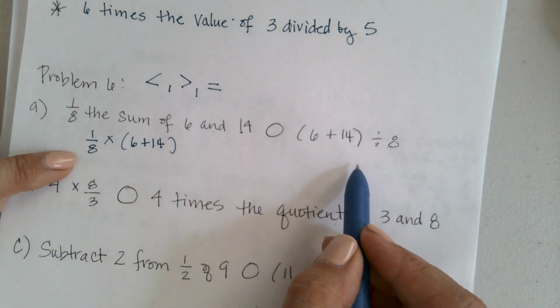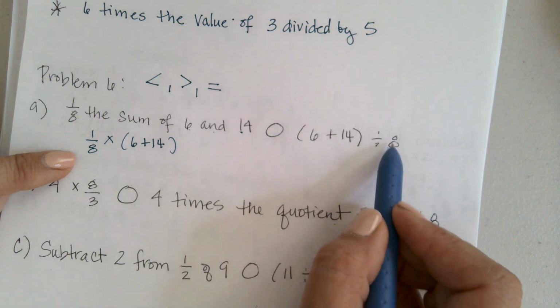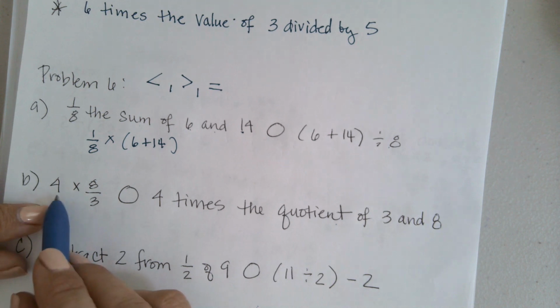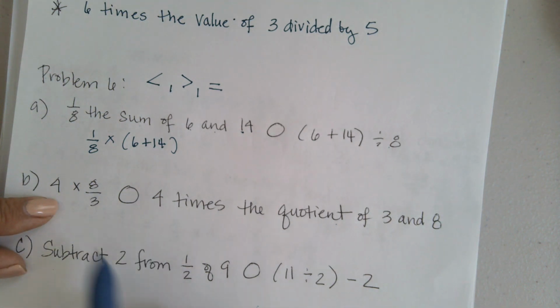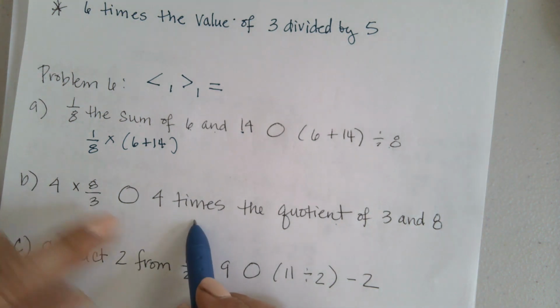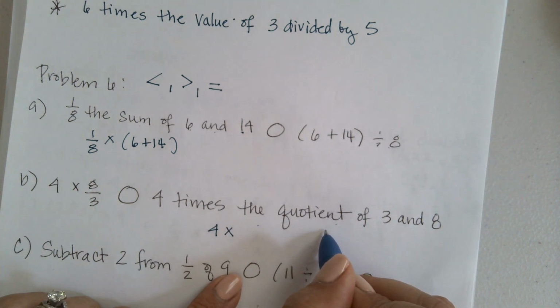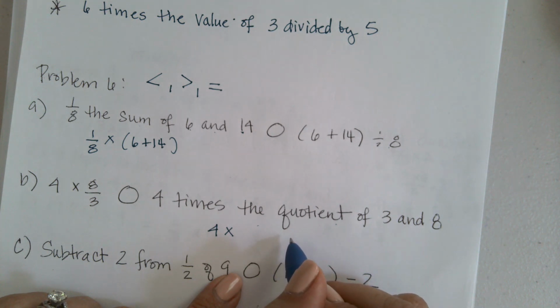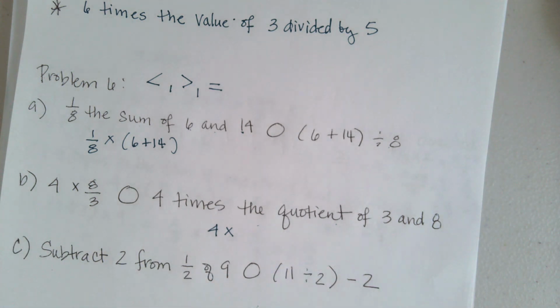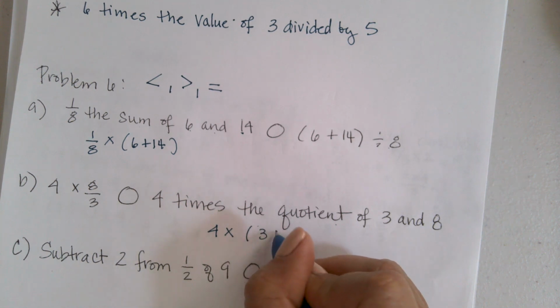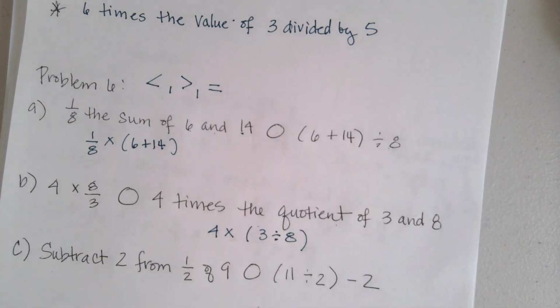Are these the same? Interesting. Because where would that 8 go? All right, 4 times 8 over 3. 4 times 8/3. So 4 times the quotient of 3 and 8. What is that going to look like? Is that going to be the same?